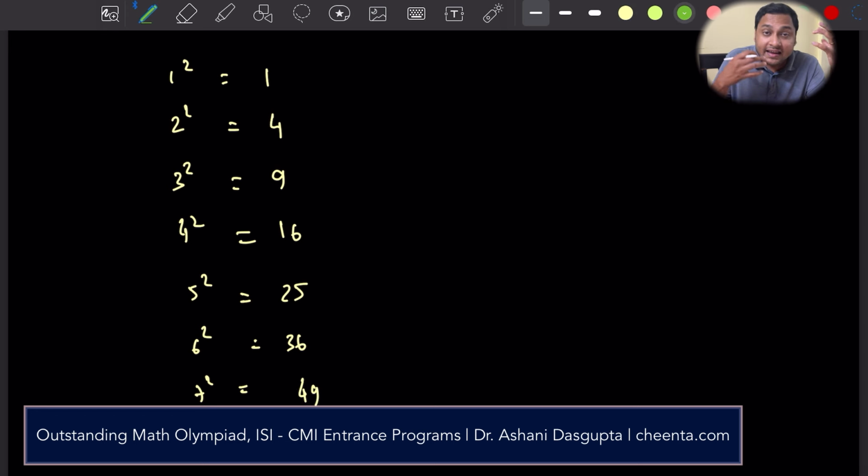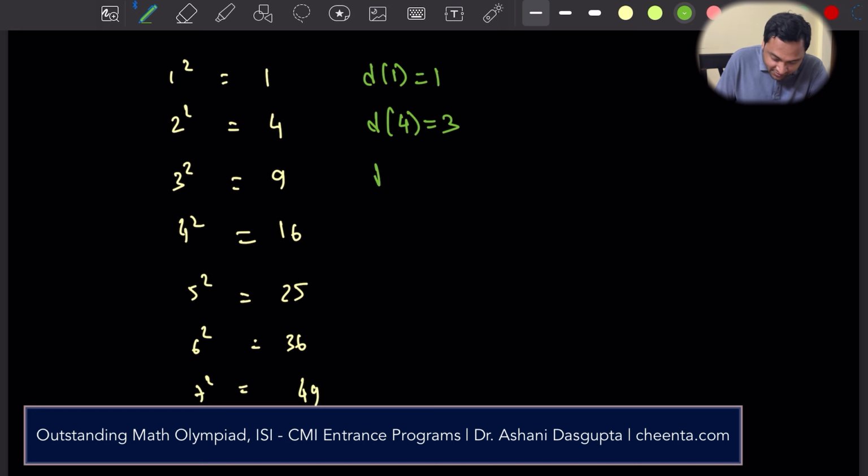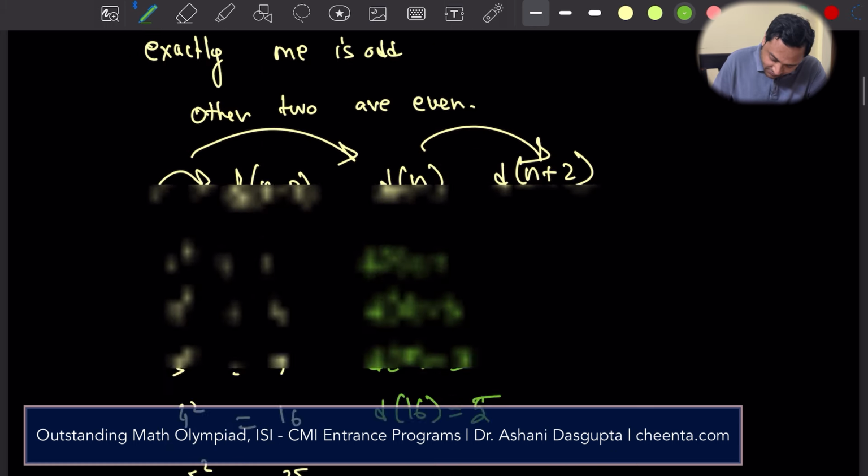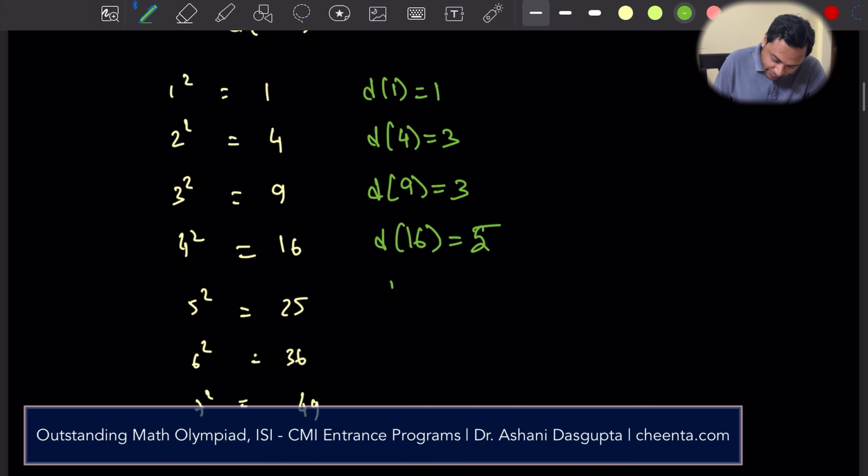Now, if you calculate d of each of them: d of 1 is 1, d of 4 is 3, we just found it. d of 9 is also 3 because 1, 3, and 9. d of 16 is 5. We saw that in this example right here. d of 25 is again 3 because 1, 5, and 25.